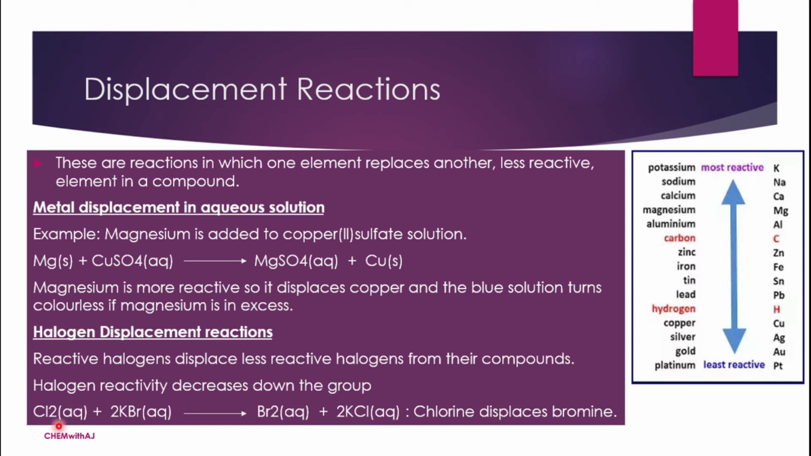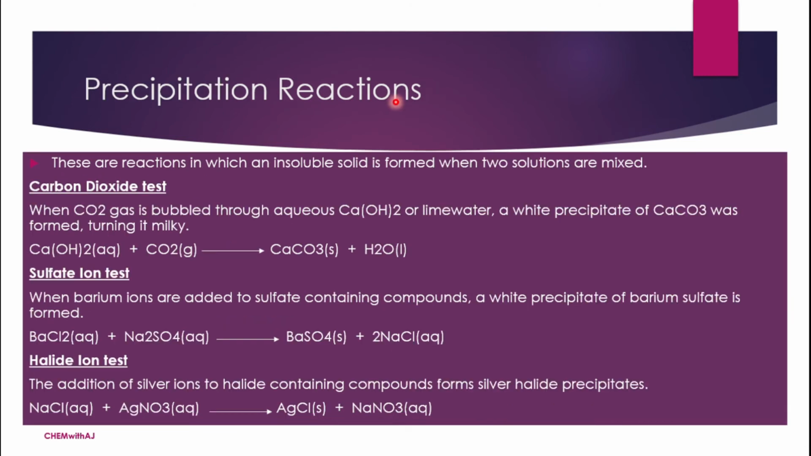So here we have chlorine reacting with potassium bromide to give us bromine and potassium chloride. Chlorine is the more reactive halogen, so it displaces bromine, which is the less reactive halogen, to give us KCl. Next we move on to precipitation reactions.